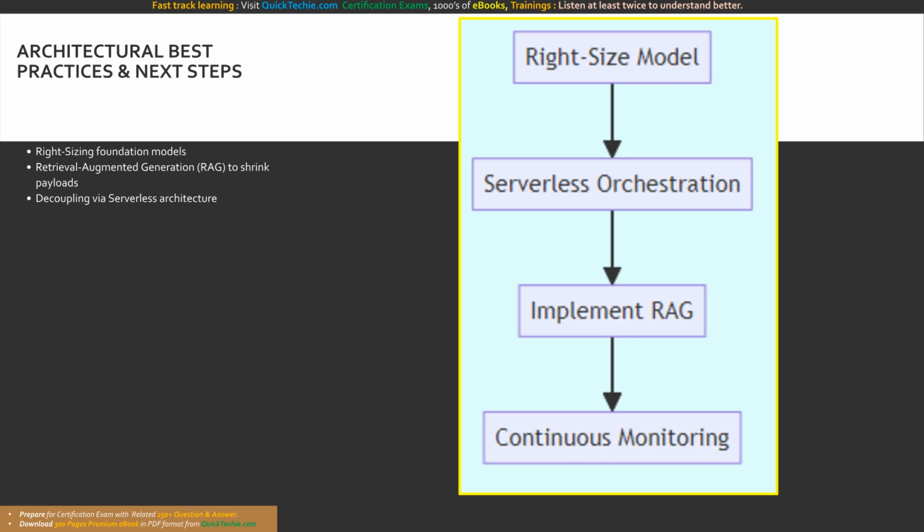Furthermore, isolate your staging and production environments using strict IAM policies to prevent developers from accidentally running high-volume tests against expensive production endpoints. By combining right-sizing, serverless orchestration, precise RAG context, prompt caching, and rigorous CloudWatch monitoring, you will architect generative AI solutions that deliver breathtaking innovation without breaking the bank.